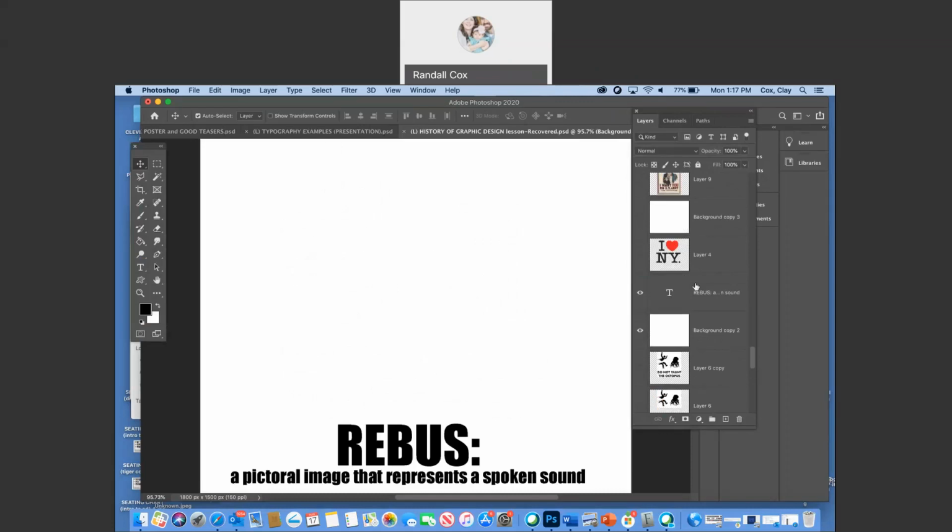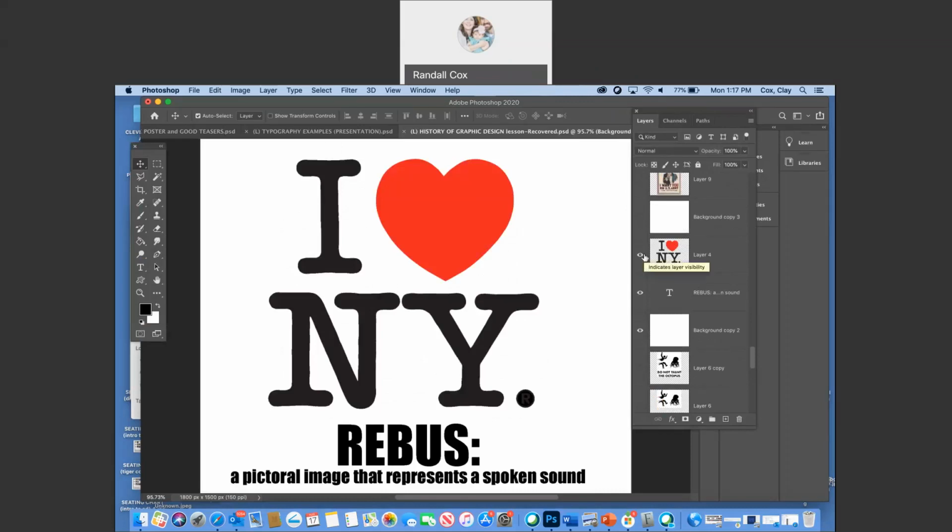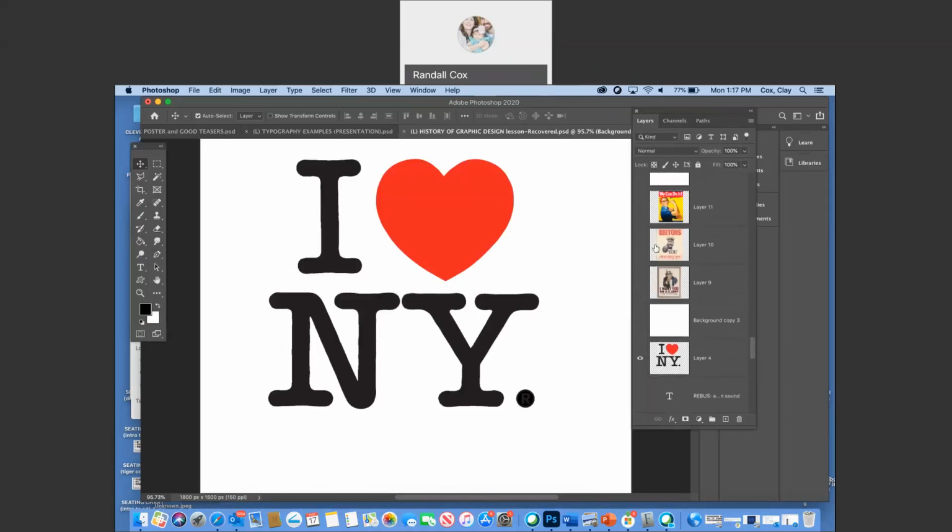Another word is a rebus. A rebus is an image that represents a spoken sound. So I suppose like this. This does not read really, I heart New York. That says I love New York, right? And so it represents a sound.